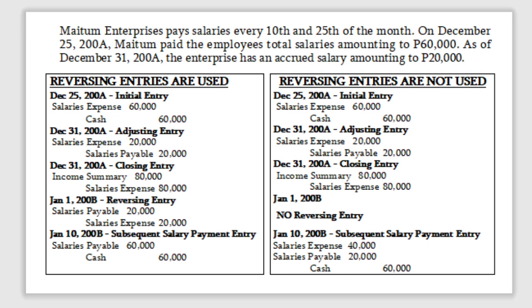So, on December 25, ito yung magiging initial entry natin. Nagbayad tayo ng salaries. Debit ng salaries expense, credit ng cash of 60,000. Next naman, December 31, nagkaroon tayo ng adjusting entry para sa pag-accrue noong 20,000. So, debit tayo ng salaries expense and then credit tayo ng salaries payable. So, dito pa lang, itong adjusting entry na ginawa natin, accrual or accrued expense.